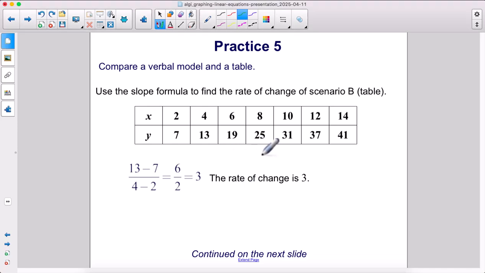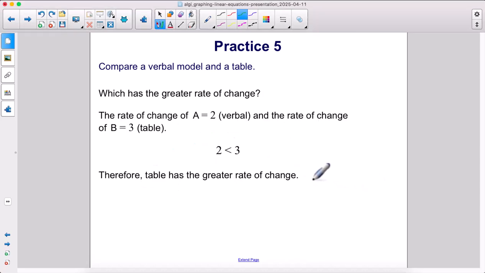Here, we're going to use the slope formula. We're going to pick 2 points, (1, 7) and (4, 13). This is y2, this is y1. So 13 minus 7 is 6. 4 minus 1 is 3. Therefore, the rate of change here in the table is 2. The rate of change of the verbal model, A, is 2. And the rate of change of the table is 3. 2 is less than 3. Therefore, the table has the greater rate of change.